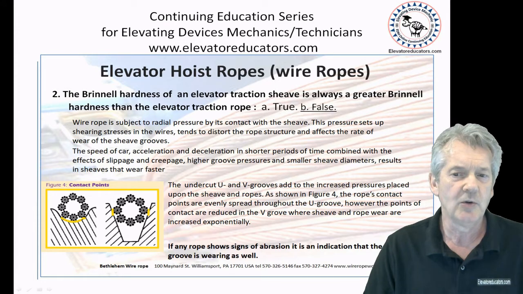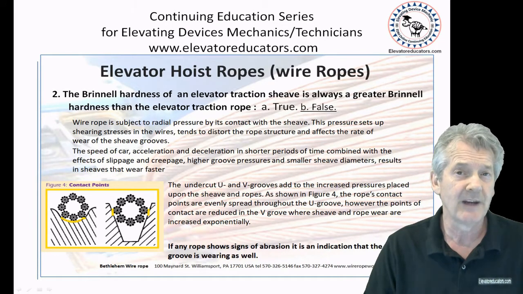The undercut U and V grooves add to the increased pressures placed upon the sheaves and the ropes. Shown in Figure 4, the rope's contact points are evenly spread throughout the U groove. However, the points of contact are reduced in the V groove, where the sheave and the rope wear are exponentially increased. If any rope shows signs of abrasion, it is an indication that the sheave groove is wearing as well.